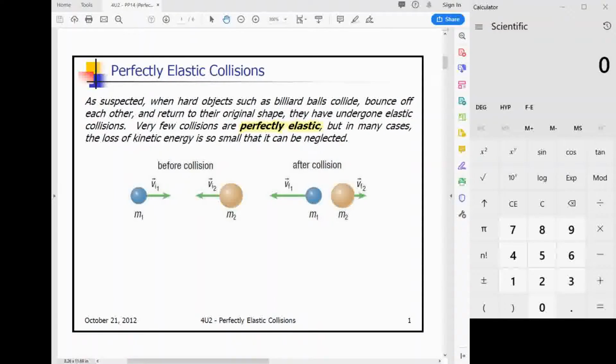We saw that collisions are usually somewhere in between; they have some elasticity to them and some inelasticity to them. In a perfectly elastic collision, the kinetic energy is conserved throughout the collision, before, during, and after. In reality, we do not have perfectly elastic collisions, but we will have a lot of collisions where there is a very small loss of kinetic energy, and we can use the concept of a perfectly elastic collision to help us solve for unknowns in a problem of that type and get very accurate answers.